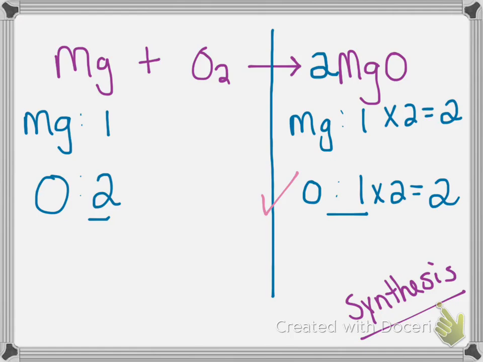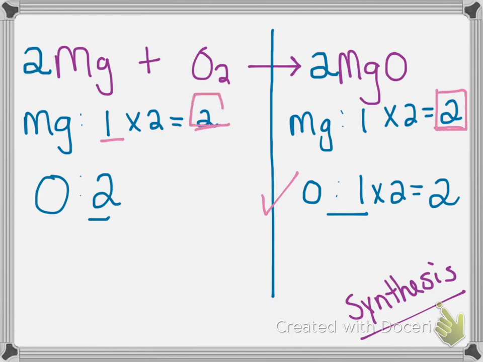But now, in changing our oxygen, we actually changed our magnesium number as well. So now our magnesiums are no longer balanced. We have 1 magnesium on the reactant side and 2 on the product side. So what we're going to do is go back to the reactant side and simply put a 2 in front of magnesium. And what that's going to do is multiply magnesium by 2. And so now we have 2 atoms of magnesium on the reactant side and 2 on the product side.